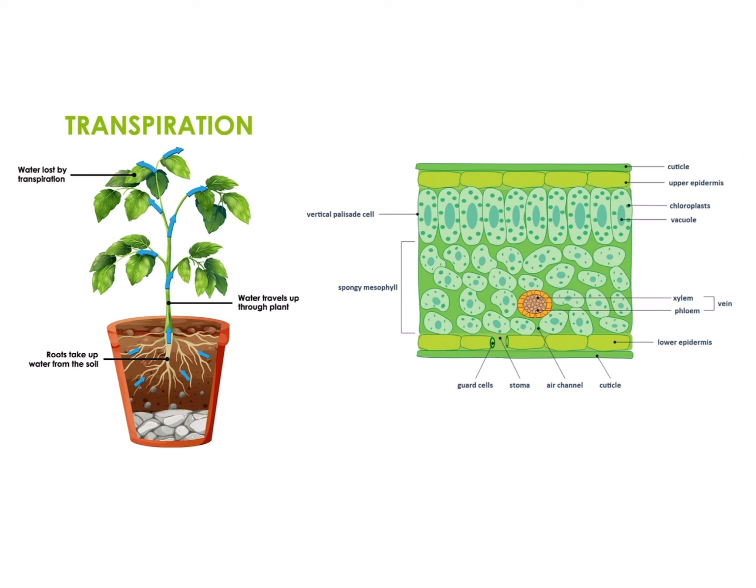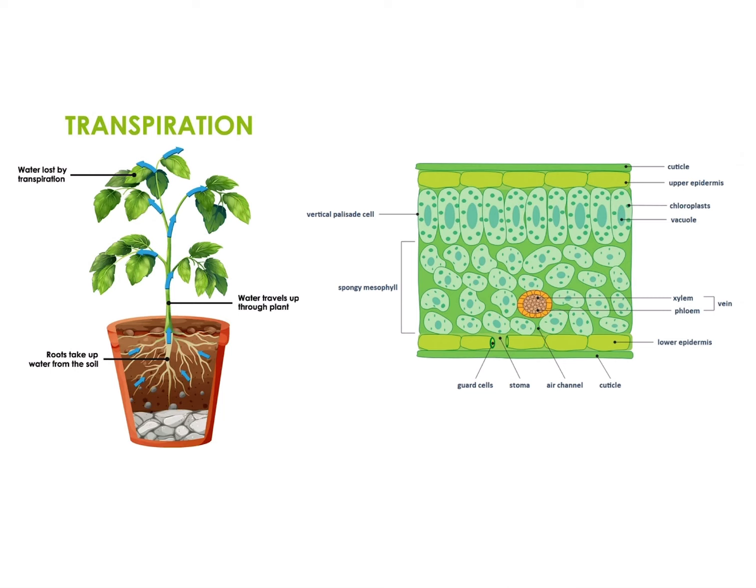So as the spongy mesophyll becomes less concentrated, water moves from the xylem vessels into the cells, so the spongy mesophyll area. The water will move from the xylem vessel into the cells through the processes of cohesion and adhesion. So due to hydrogen bonding, cohesion will pull water molecules up the xylem, and this is called transpiration pull.